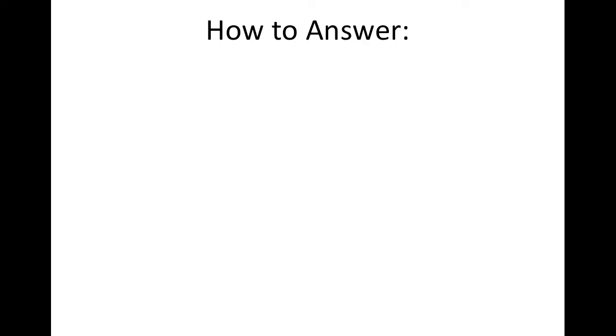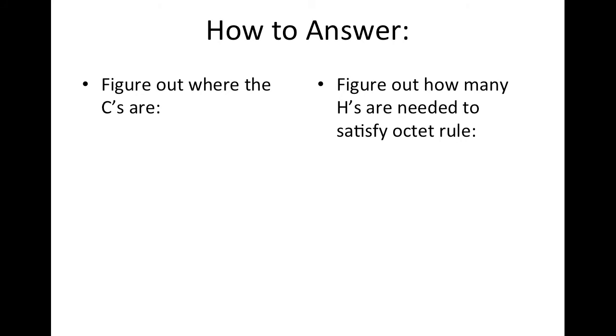Well, in order to answer this question, the first thing you need to do is figure out where all the carbons are, and the second thing you need to do is figure out how many hydrogens are needed to satisfy the octet rule. So let's look at that chemical structure, and with arrows we'll identify where each carbon is. So again, in a skeleton structure, the end of a line or any intersection represents a carbon. So I've drawn arrows to show where you have a carbon in the structure.